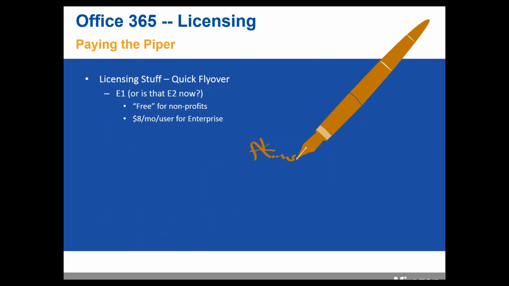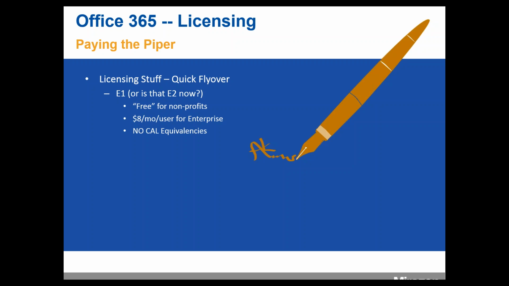But basically, E1 gives you free licensing for nonprofits. If you are a 501c3 nonprofit, or if perhaps you're a church that gets your nonprofit status maybe through your denominational organization at the city or the state or the nation level, you can get this product for free. For businesses, this is $8 a user a month.